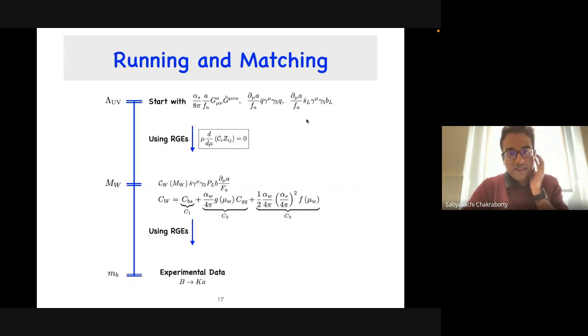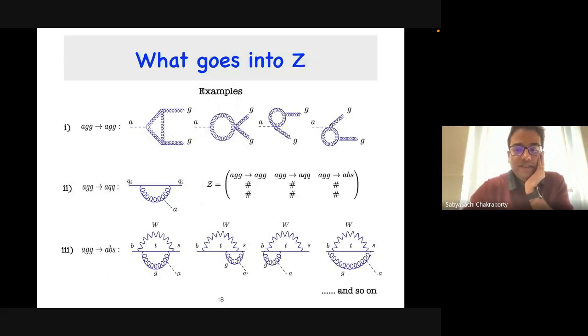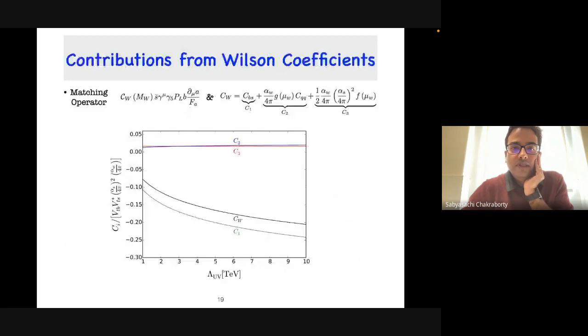So this is the anomalous dimension matrix, which takes into account all these diagrams. What we noticed is the main contribution comes from the off-diagonal axion quark coupling, and it drives the Wilson coefficient. So the major contributing factor to the Wilson coefficient is when the axion couples to the off-diagonal. Others interfere destructively, but their contribution is smaller.